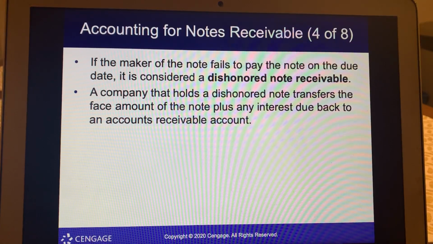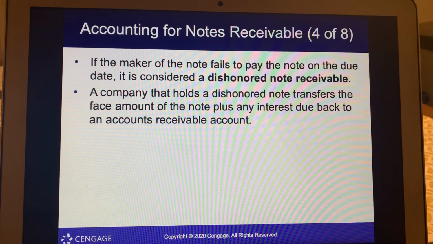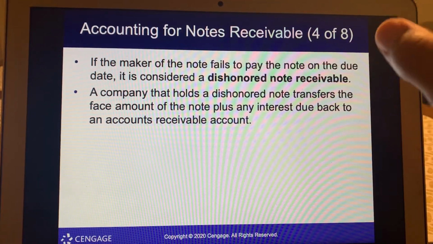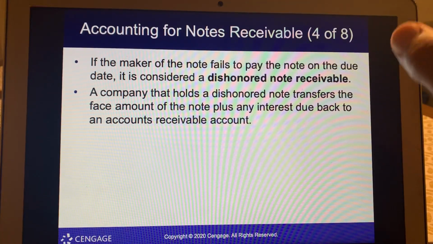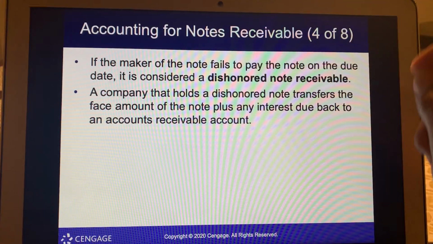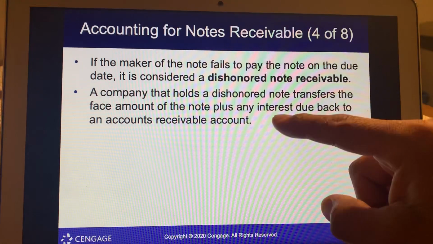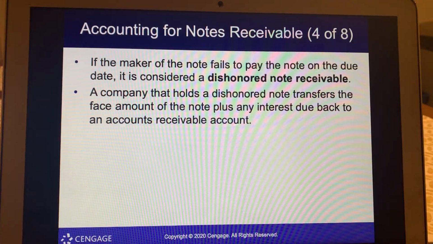Okay, so if the maker of the note fails to pay the note on the due date, it is considered a dishonored note receivable. A company that holds a dishonored note transfers the face amount of the note plus any interest due back to the account receivable. Notice if it goes out of that period, that length of time that we wrote the note for, once it reaches its maturity date, I'll use the actual terms, then we transfer it back into account receivable. Okay, so then it goes back in there.